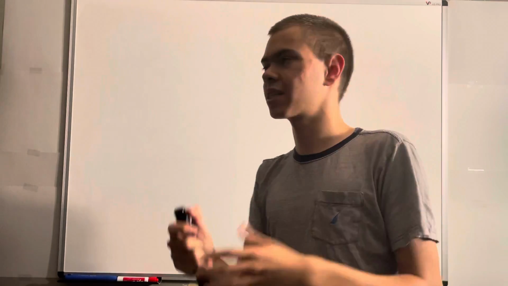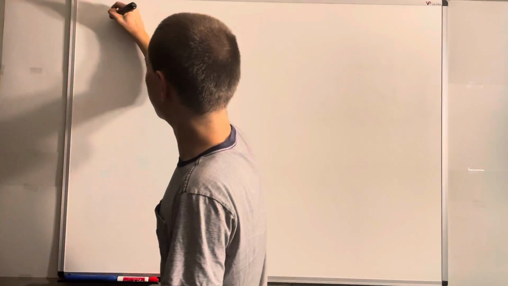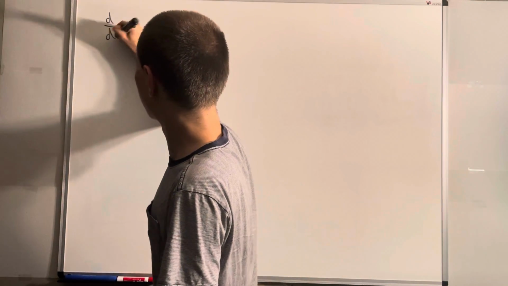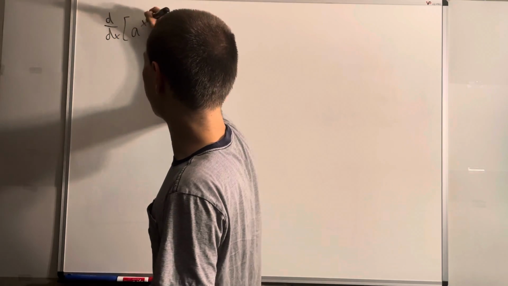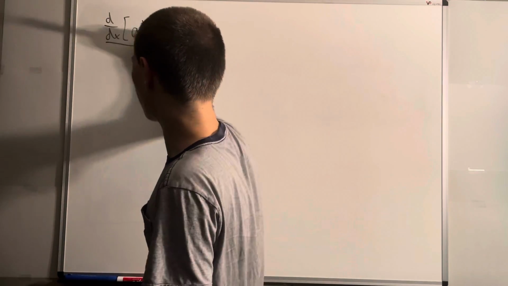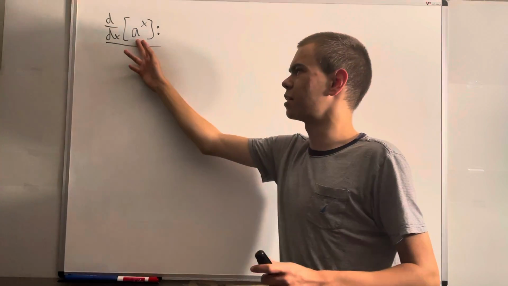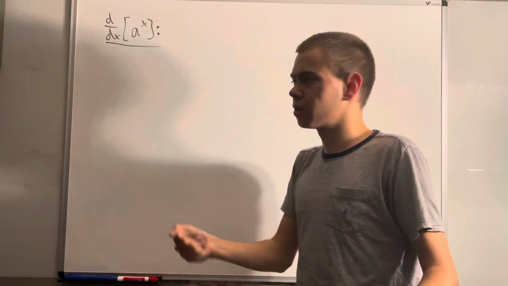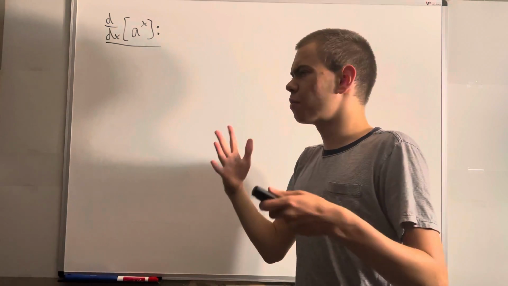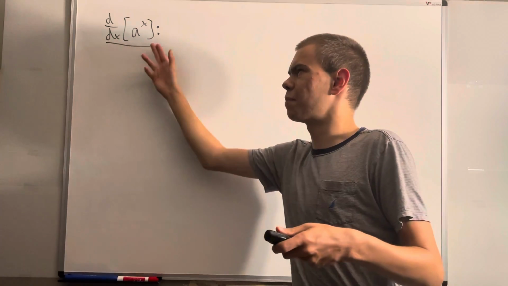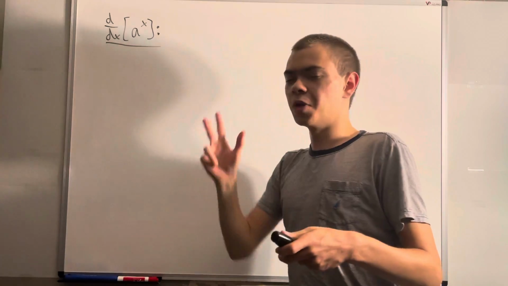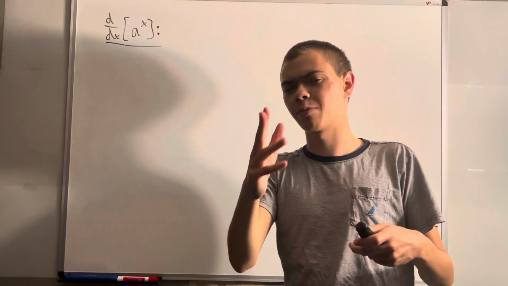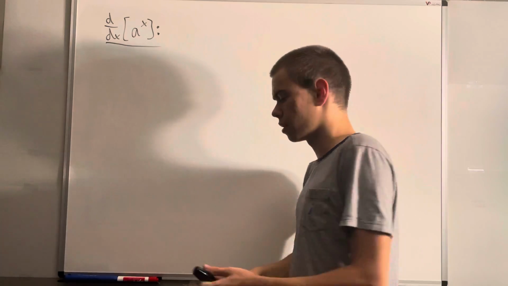In this video, we're going to derive the derivative of a to the power of x. Now we know that a to the power of x just means any exponential function. But even though we may not know the derivative of every possible exponential function, we do know the derivative of one exponential function in particular.